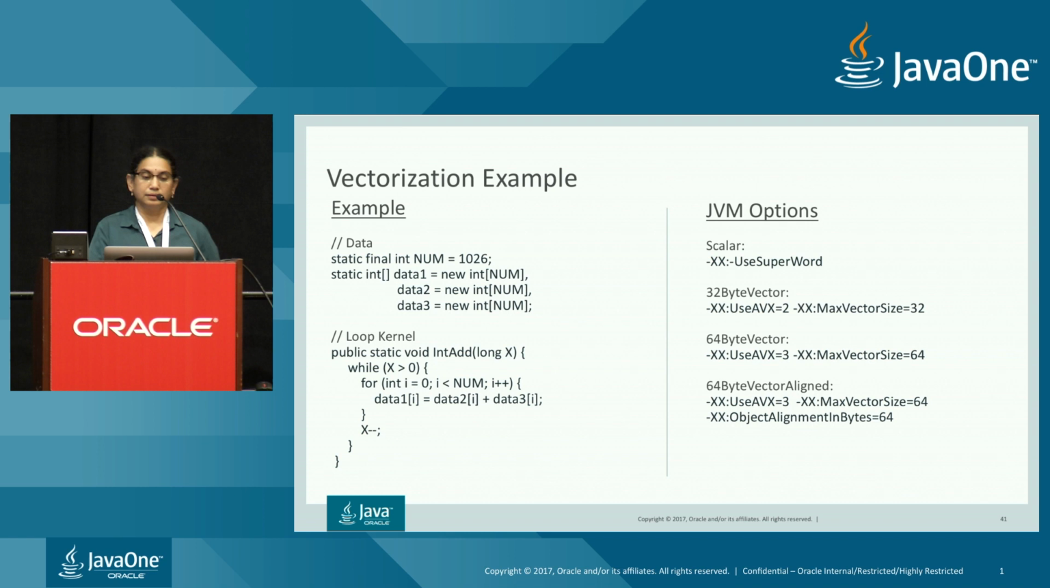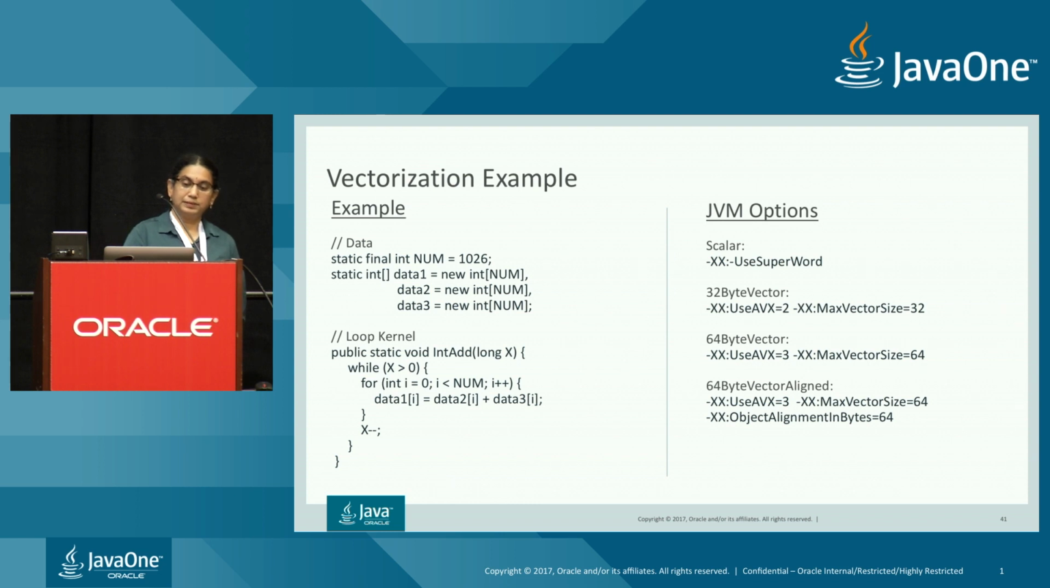So this is a small Java example that we have used to show the benefit between JDK 8 and JDK 9. The loop kernel does get auto-vectorized. Here there is the operation being done on elements of 2 arrays, and the result is stored in a third array. So this particular example with different data types and different operations is what we used to show the benefit.